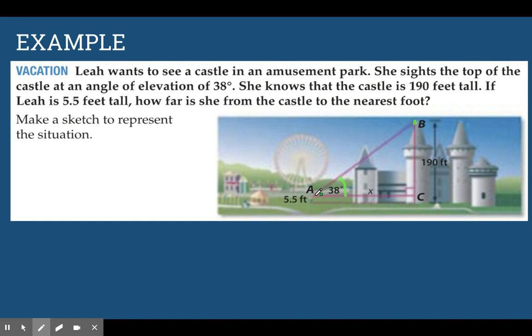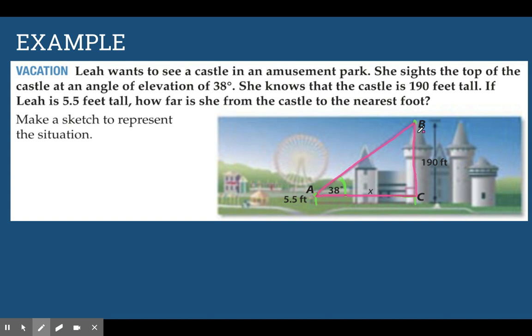So remember, this point A is where Leah's head is. That's where she's looking. She herself is 5.5 feet tall, which means the actual vertical height is not 190. It's actually 190 minus 5.5. So if we imagine this as a triangle, let's use a different color. If we see this triangle right here, we're looking for x.